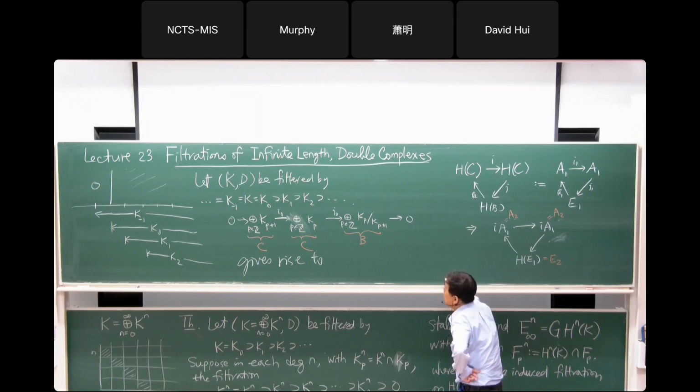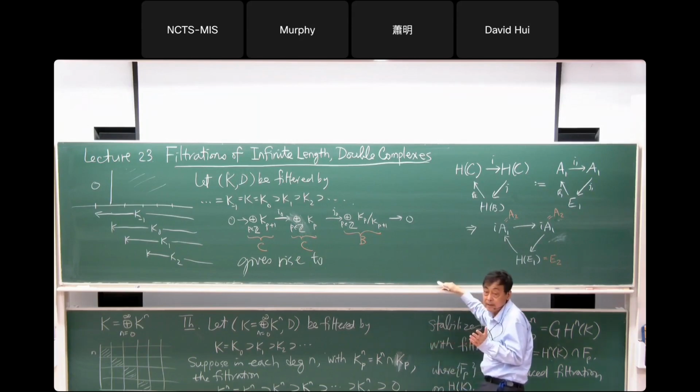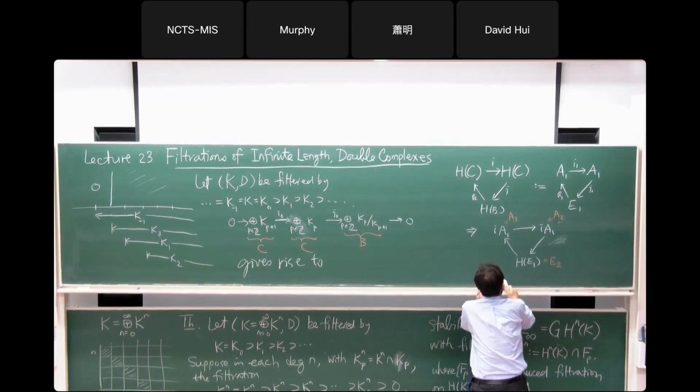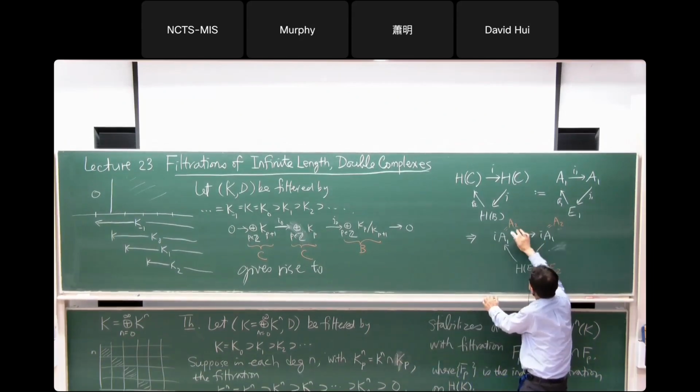Okay, so we'll just follow the proof that we had last time. What we want to show is that these A's will stabilize in each degree, okay? And then the I's become inclusions.